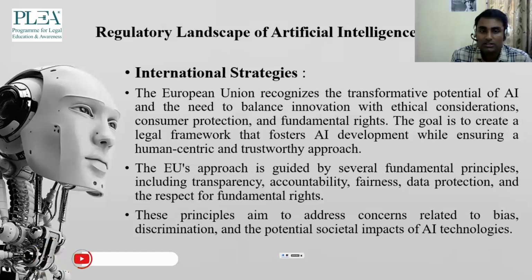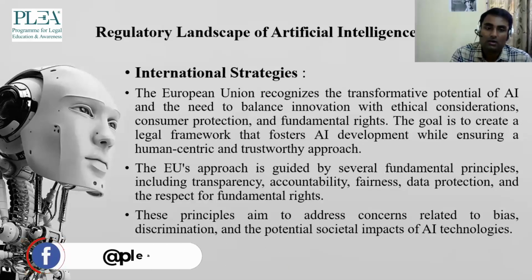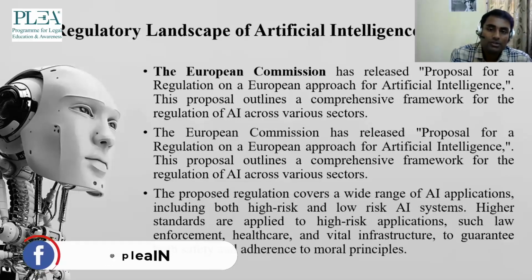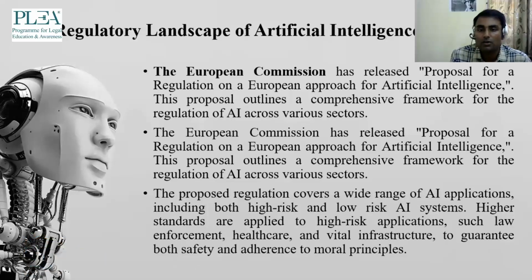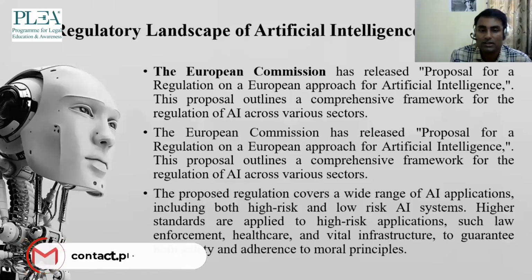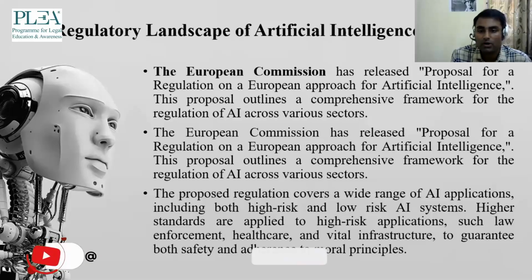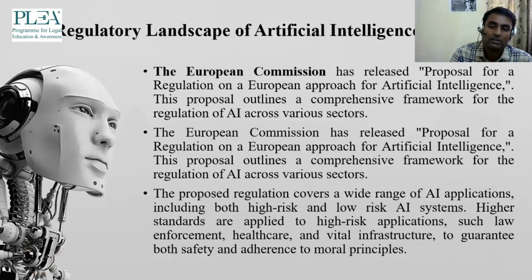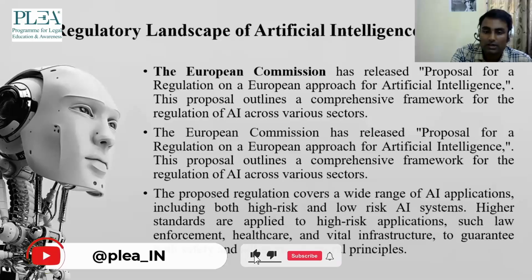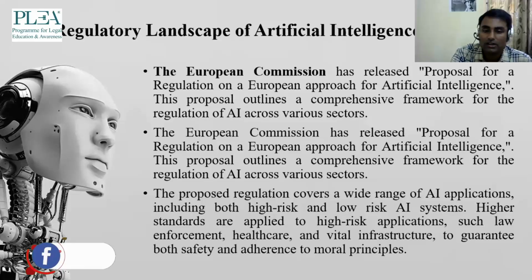So when we speak of international strategy, we can easily cite how the European Union is going to behave. The European Commission has released a proposal for a regulation on a European approach for artificial intelligence. This proposal outlines a comprehensive framework for the regulation of AI across various sectors. The proposed regulation covers a wide range of AI applications, including both high-risk and low-risk AI systems. Higher standards are applied to high-risk applications, such as law enforcement, healthcare, and vital infrastructure, to guarantee both safety and adherence to moral principles.